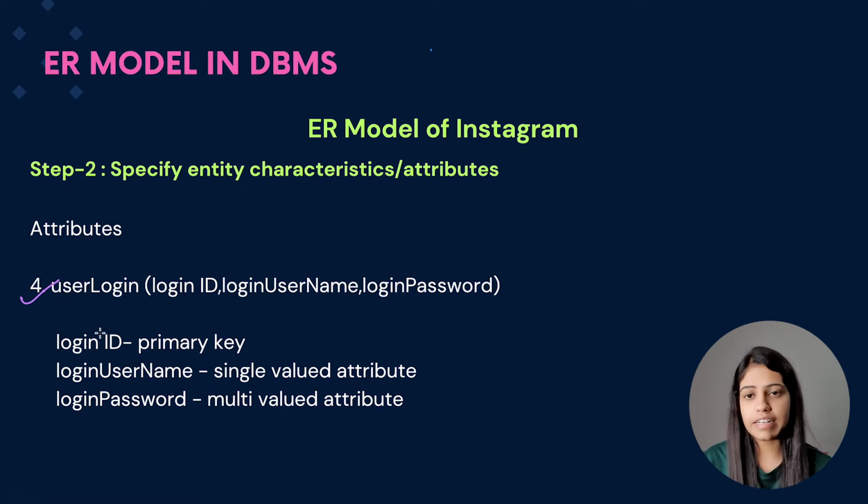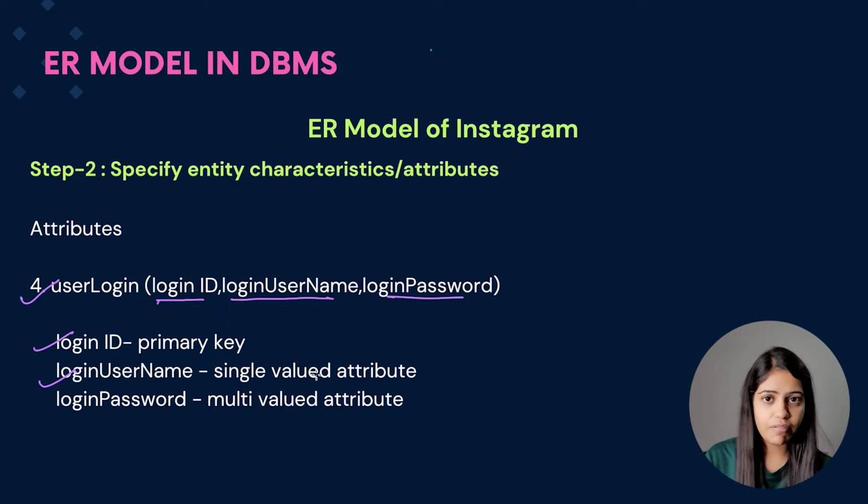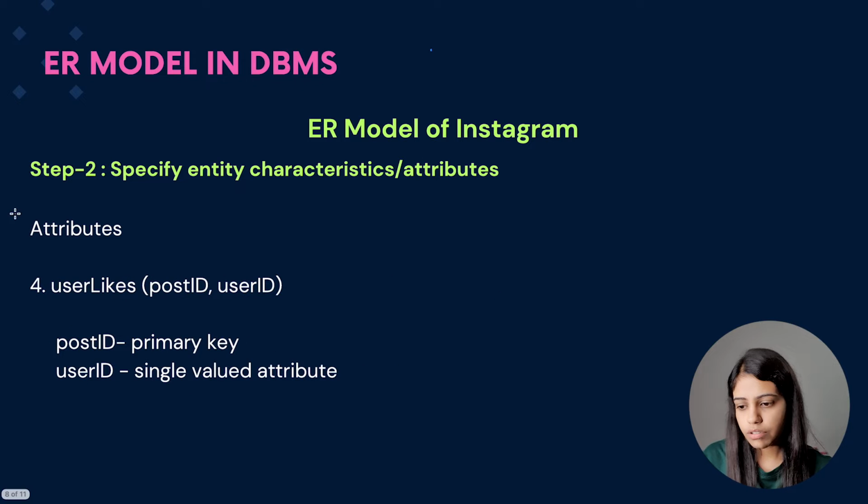Now coming to the fourth entity, that is user login. Now user login has a login ID, login username and login password. In this, the login ID is serving as a primary key, the login username is a single valued attribute, and the login password is a multi-valued attribute. So coming to the fifth entity, which is user likes. So user likes has a post ID and user ID. So here post ID is serving as a primary key and user ID is a single valued attribute.